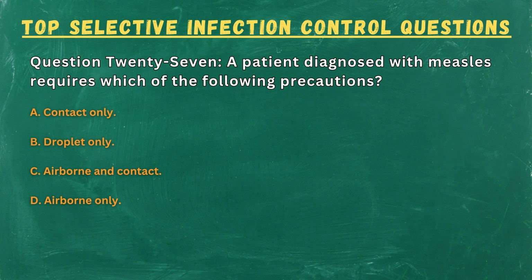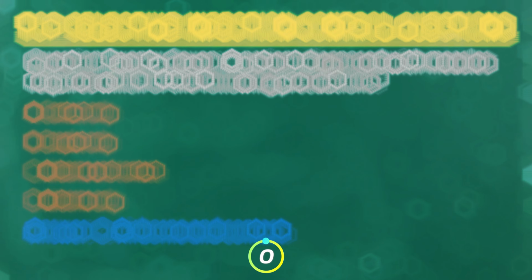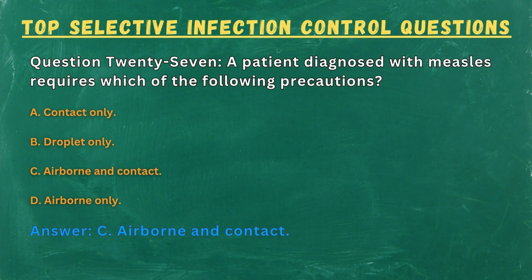Question 27. A patient diagnosed with measles requires which of the following precautions? A. Contact only. B. Droplet only. C. Airborne and contact. D. Airborne only. Answer: C. Airborne and contact.